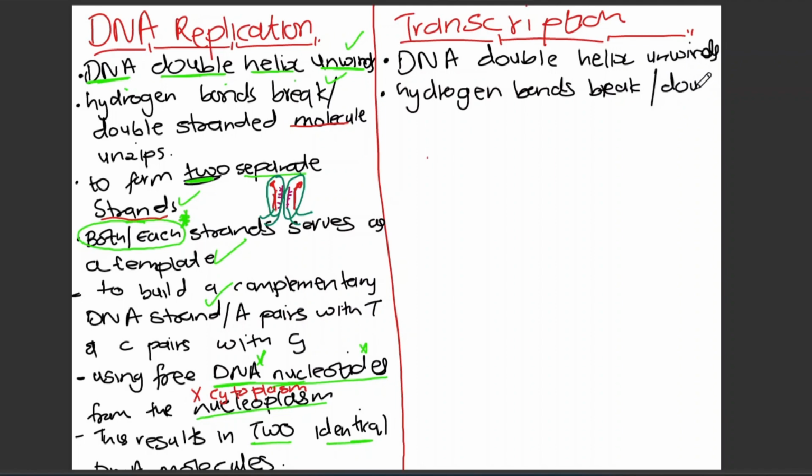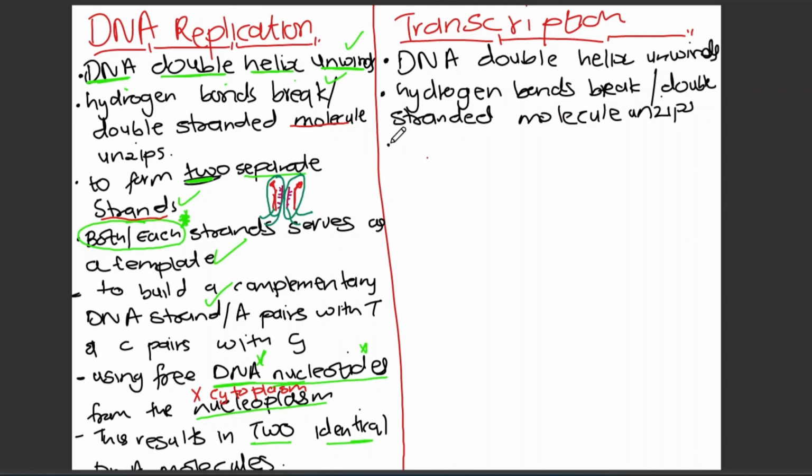Or you can talk about the double-stranded molecule unzips. I think another thing I forgot to mention: some learners swap these points, which will obviously make you lose marks. Some talk about the DNA molecule unzipping and the weak hydrogen bonds unwinding. Unzip comes after unwinding. So just find a way to remember: it unwinds first, then unzips.